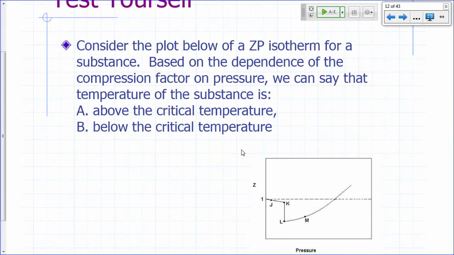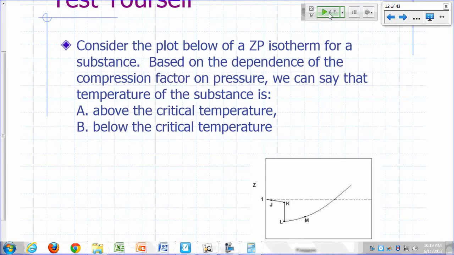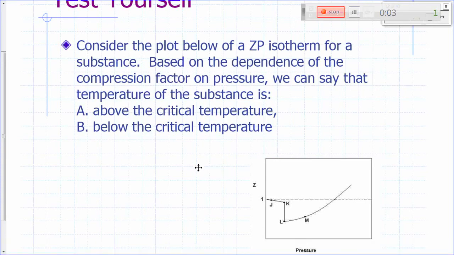Okay, here's a plot of Z versus P for a substance undergoing liquefaction. Okay? Based on the dependence of the compression factor, we can say that this substance is below the critical temperature or above the critical temperature. This is Z versus P. This is an isotherm, so all of these data points are at the same temperature. Does this represent conditions below the critical temperature or above the critical temperature?